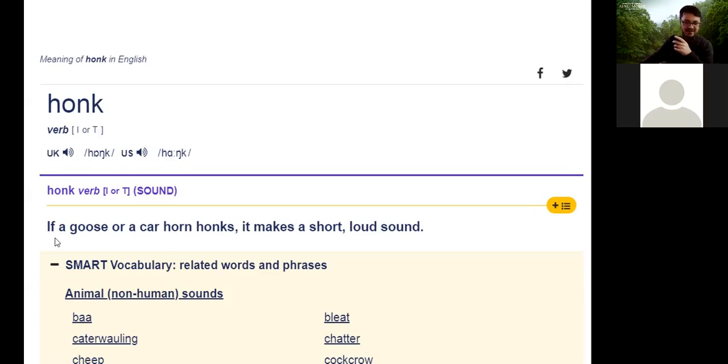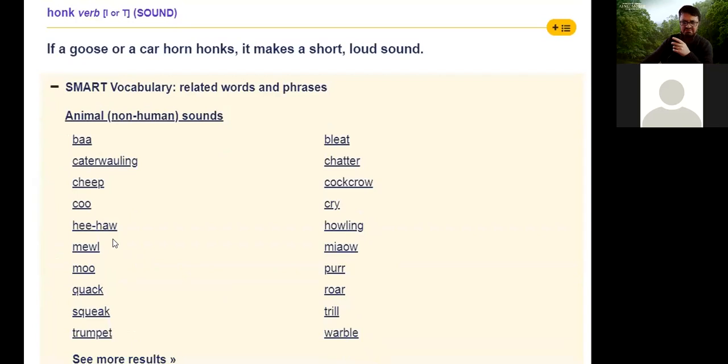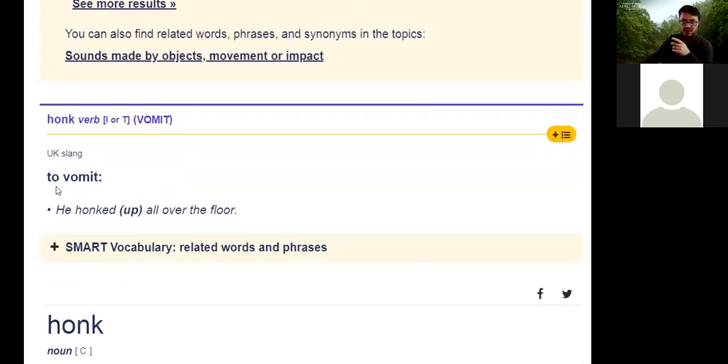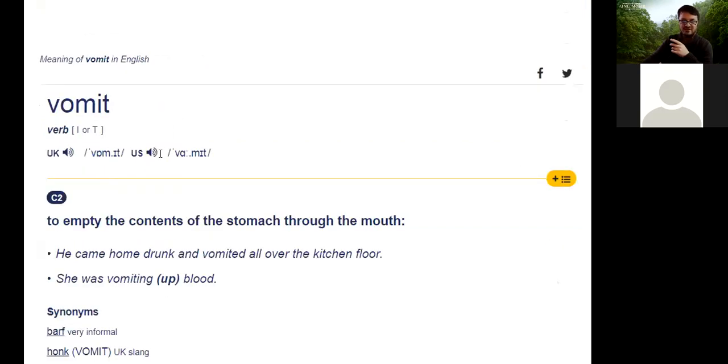Yeah, it honks. Okay. If a goose or a car horn honks, it makes a short, loud sound. I didn't know that goose voice was also called honking. But car sound, I know. Oh, in UK it means vomit. Vomit. How to pronounce it?